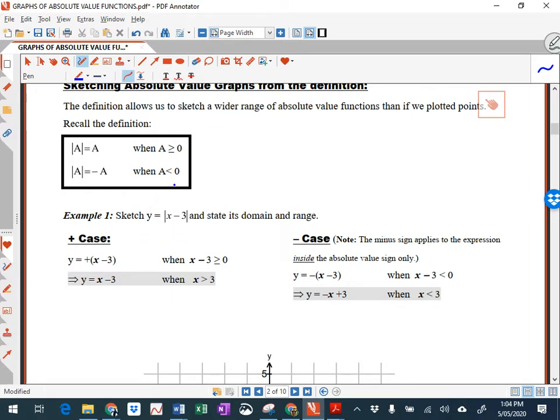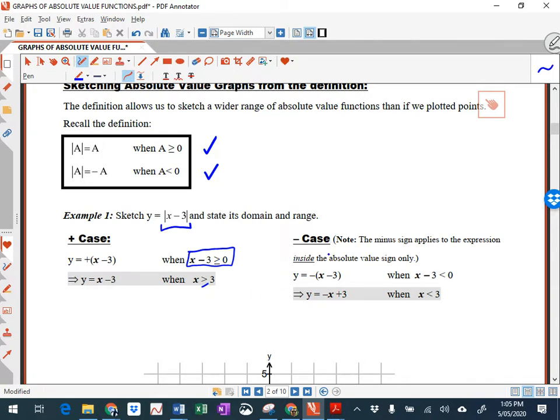Now, there's two cases to consider. There's the positive case and, if you like, the negative case. Positive case, we just remove the absolute value symbol and put brackets around x minus 3. So y equals x minus 3 when x minus 3 is bigger than or equal to 0. I've just substituted x minus 3 in there for where the A is. And we can write that as y equals x minus 3 when x is bigger than or equal to 3, because of this inequality. So just add that into your notes.